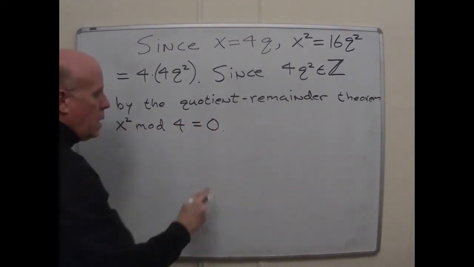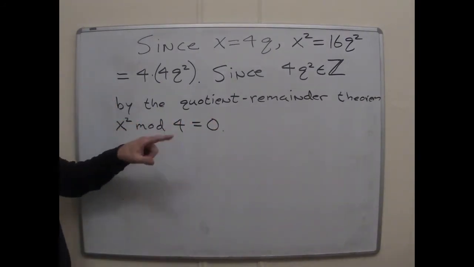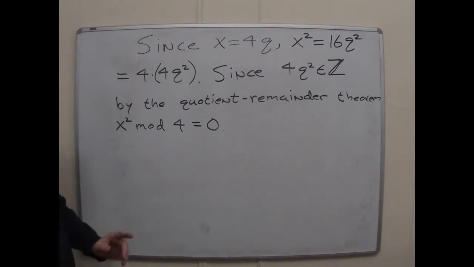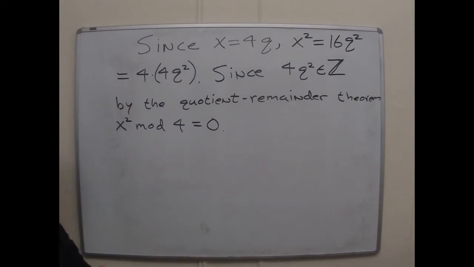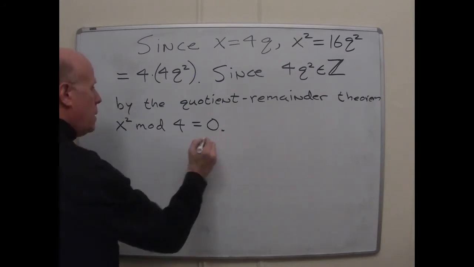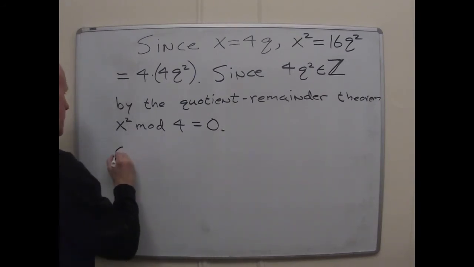Now, I'm done for this case because there were 2 options for x squared. It could either be 0 or 1, and in this case it's 0. What's case 2 look like?